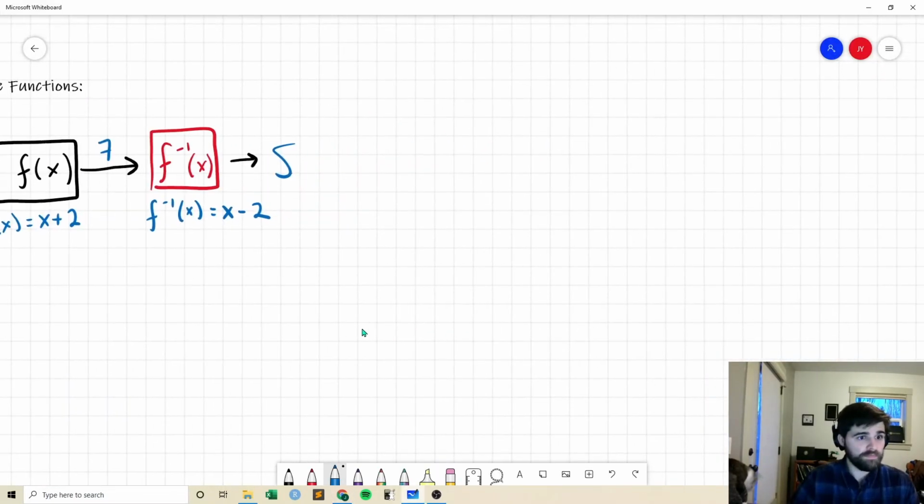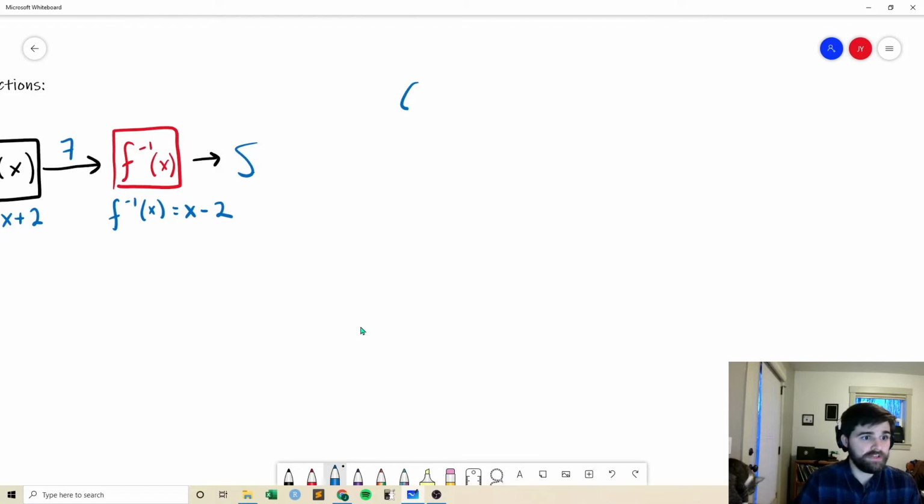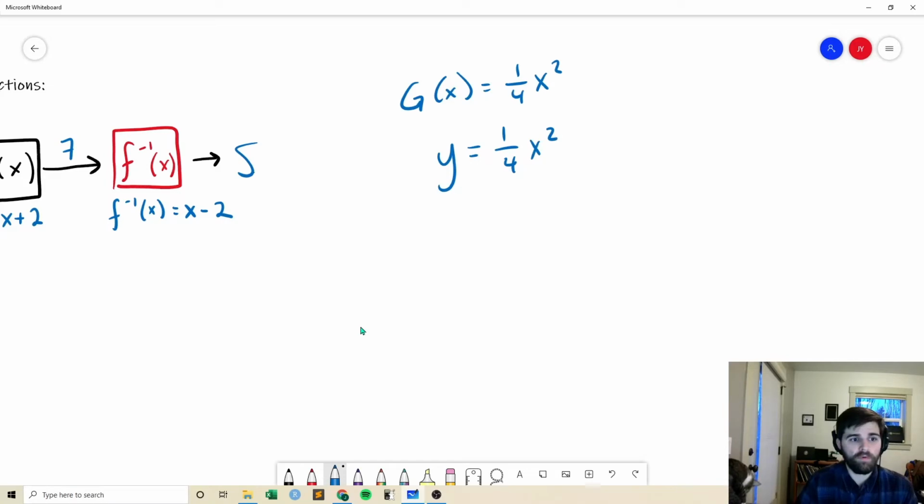So g of x is equal to 1/4 times x squared. Now, the function notation is fantastic. It's what we're going to be using, but just to simplify things, we're going to change that back to y. Now, this is my function, g of x. I just changed the notation back to y. It means the same thing as the output here.